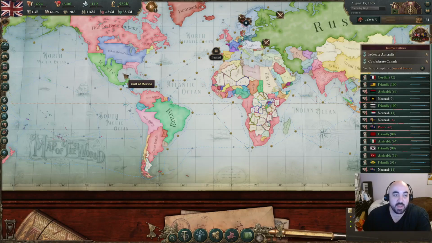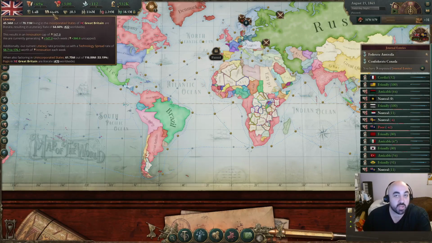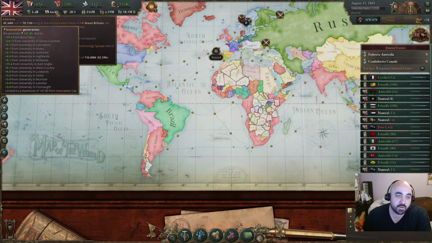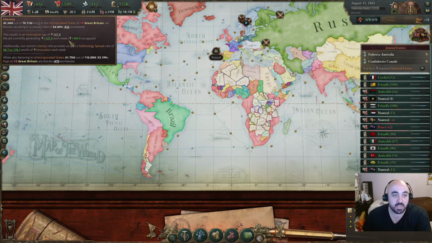The second thing is your literacy rate is based off of only incorporated pops, and the amount of research you get is 50 plus your literacy rate times 1.5. This is your research cap. You see that we are capped right now at 147, which is 1.5 times this plus 50. We have uncapped research. Very briefly, because this isn't a video about research, your uncapped research will apply to your tech spread of other nations, if any other nation is ahead of you on other tech, so it's not useless to have extra uncapped, but increasing the capped amount is a pretty good deal.